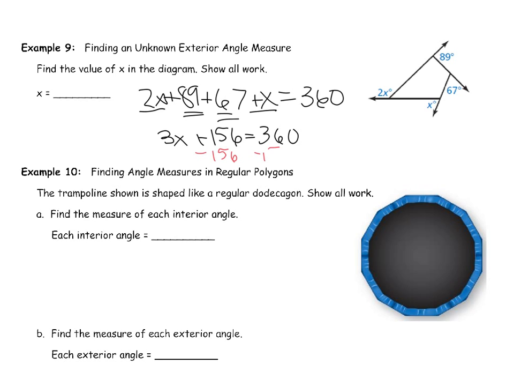All right, let's do our algebra. We're going to subtract 156 from both sides. Those cancel out. 3x equals 360 minus 156, which is 204. Last step, divide by 3 to get x by itself. So 204 divided by 3 means x equals 68. So x is 68, and that's all they really wanted us to do for this problem. But if I wanted to go a step further and figure out what 2x would be, that would be 136 degrees. All right, next example.